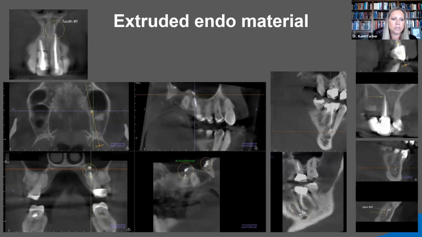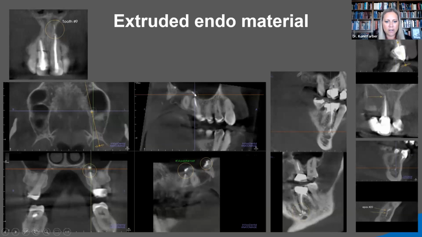What about extruded endo material? Yeah, we can definitely see that. We can try to rule that out. We're trying to determine, is this maybe a file that has separated or anything like that. In fact, some of the times we can actually see the corrugation on that file, and so we'll know we definitely have a file. Here's a great case of a root fracture right there. You can definitely see that. The fracture line has to be displaced more than the resolution of your machine for you to see it.